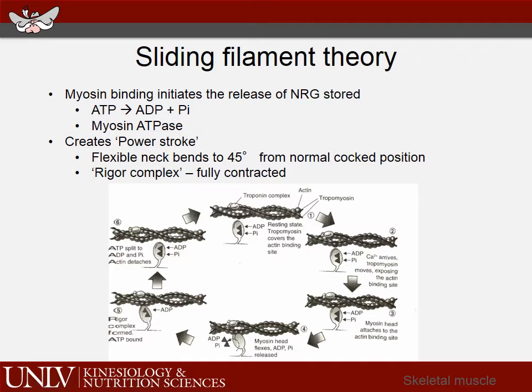The speed at which this occurs is dependent upon the activity of the predominant form of myosin ATPase. What that means is there are multiple forms. Some behave much quicker and some much slower, and this is one of those ideas behind fast and slow muscle fiber types.